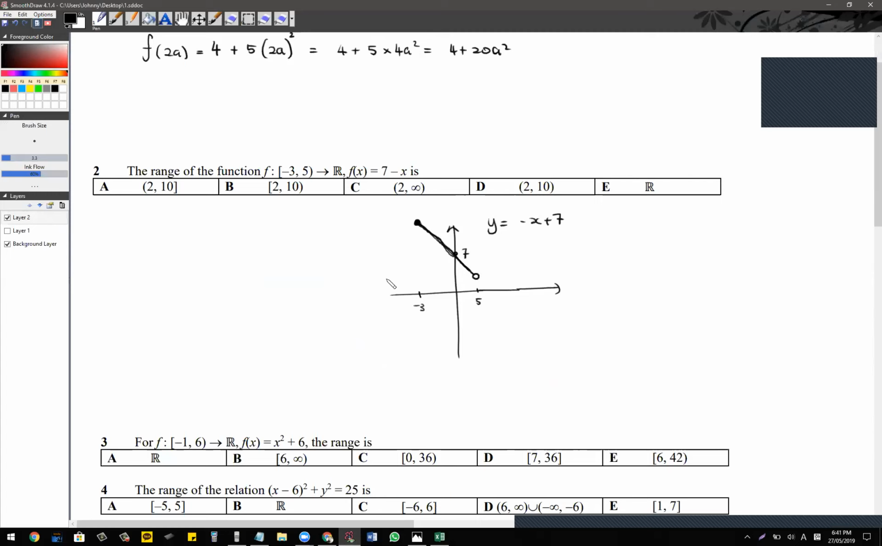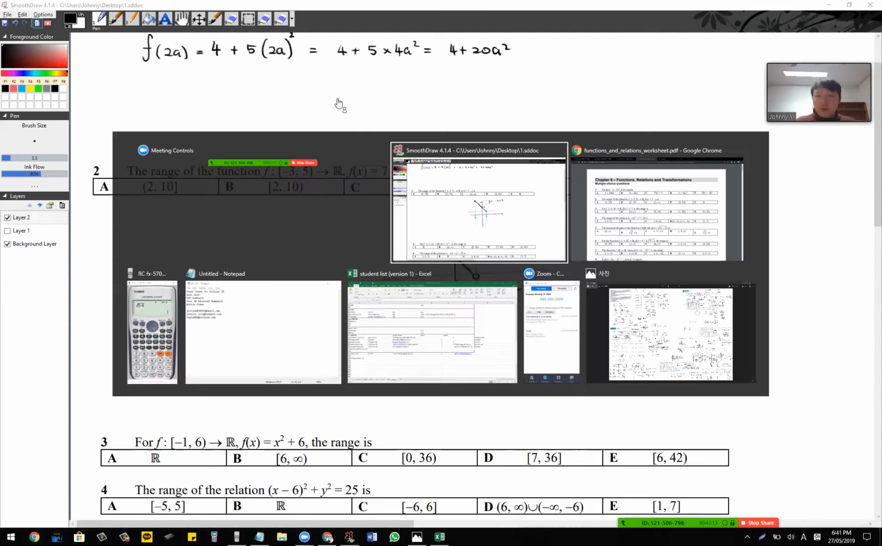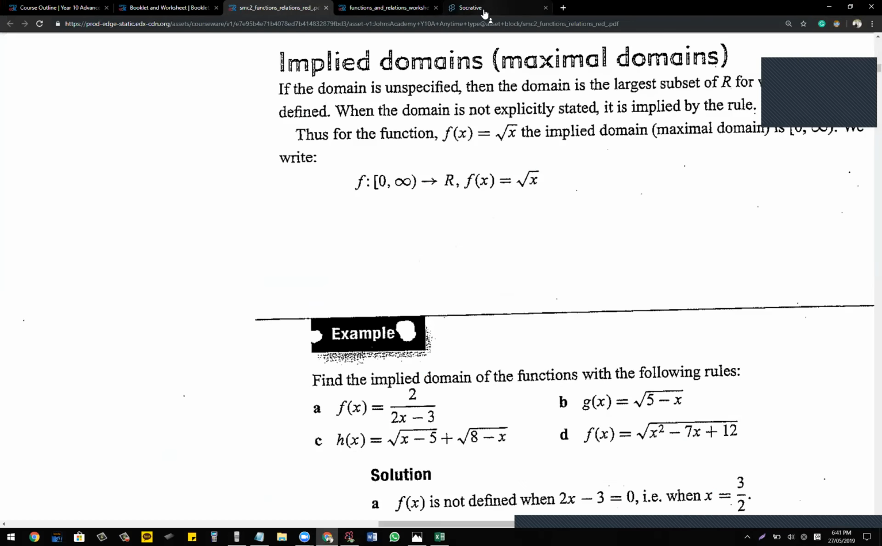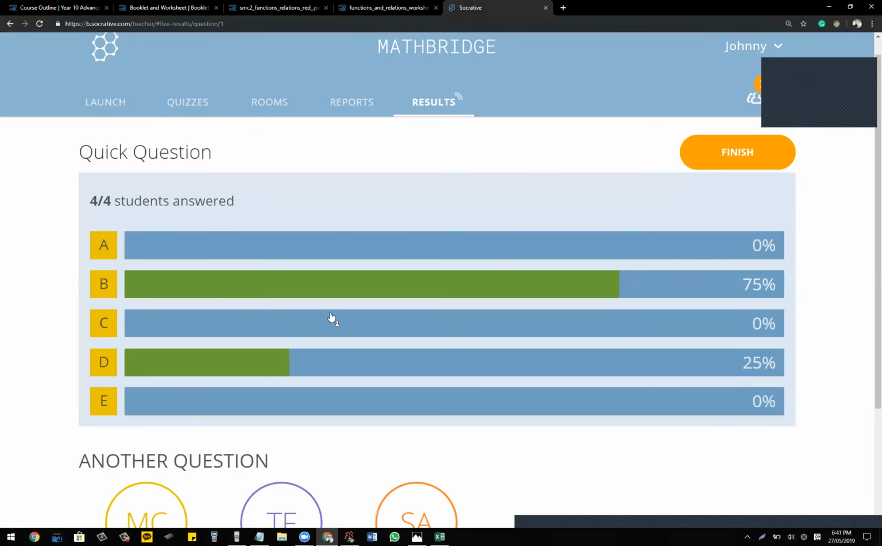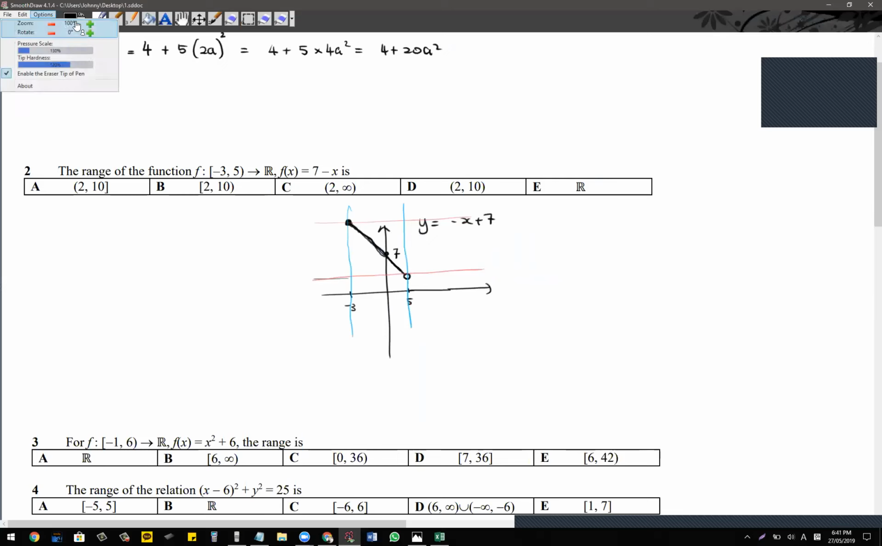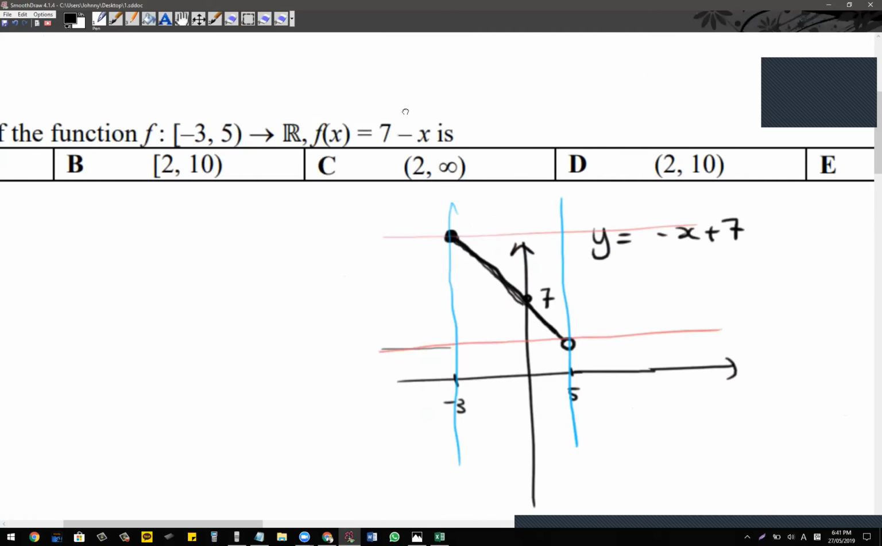Now the question is, what is the range? Range is going to be from there to there. The domain is from here to here, right? So on Socrative, you can try. You can choose A, B, C, D. So let's go for MCQ again. I can make it a little bit bigger for you, like this.